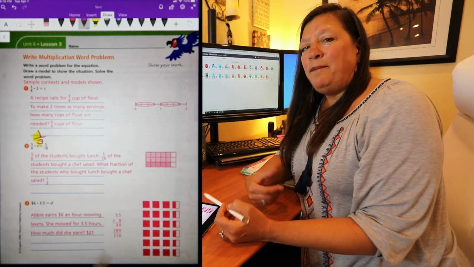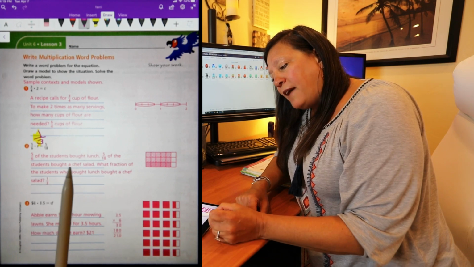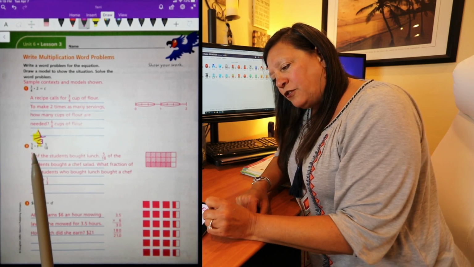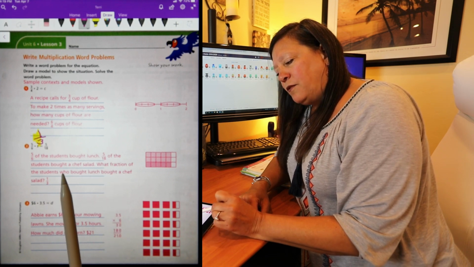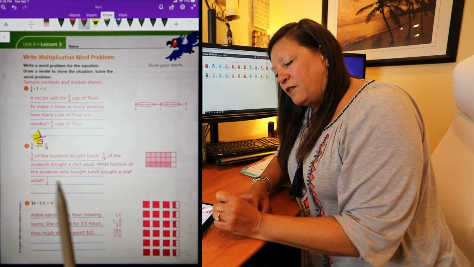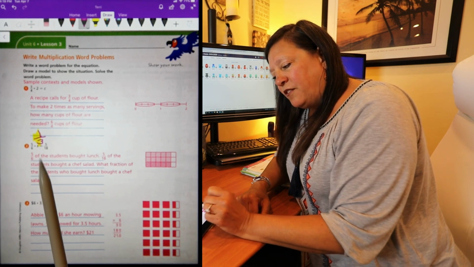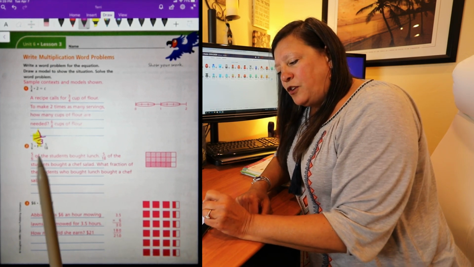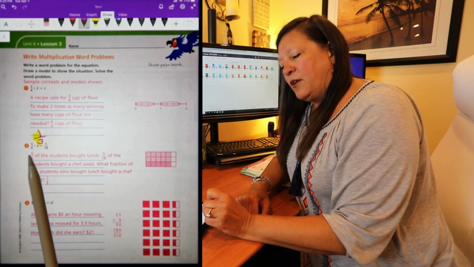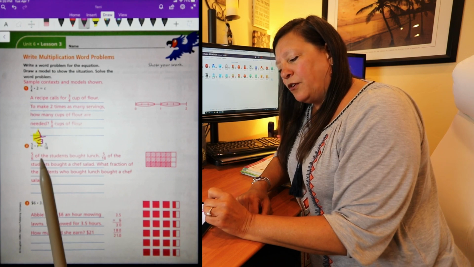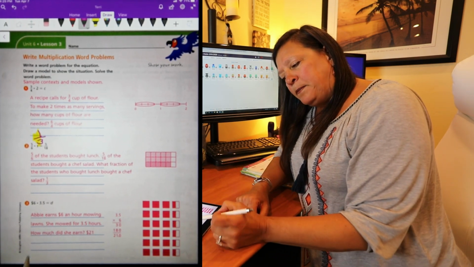Sometimes solving it helps to write a problem a little bit easier. So 5/6 of the students bought lunch. There's your 5/6. 5/18 of the students bought a chef's salad. What fraction of the students who bought lunch bought a chef's salad? So that 1/3 is the missing number. If you were to write this out with the missing number in there, 5/6 times 1/3 equals 5/18. That's how many bought a chef's salad.